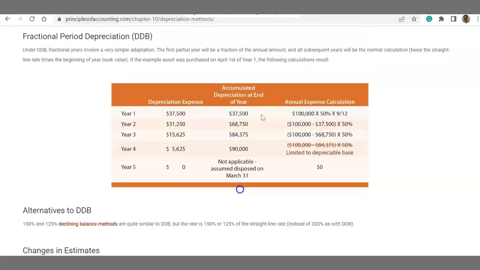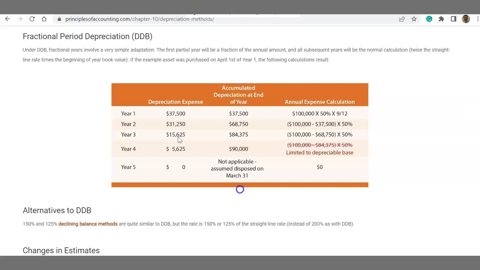And how about if you purchase somewhere in the middle of the year, let's say in April, so you will depreciate 100,000 times 50%, but times 9 out of 12 months for year 1, and that will automatically change your calculation down the road, because in year 2 you have 100,000 minus 37,500 times 50%. That gives you 31,250. And then in year 3 it is 100,000 minus 68,750, times 50%. That gives you 15,625.